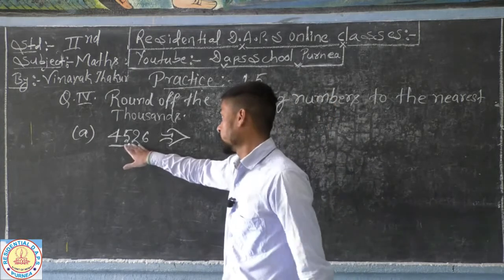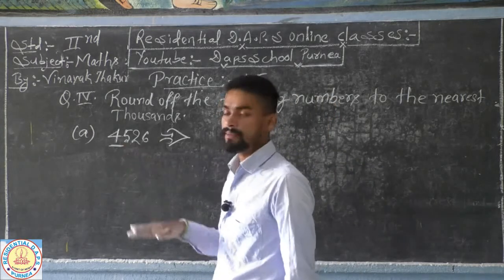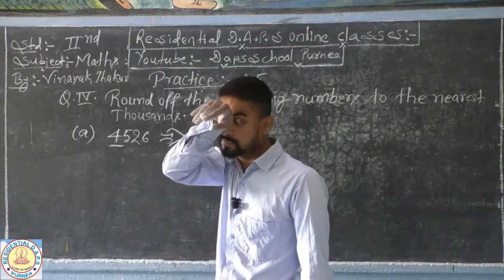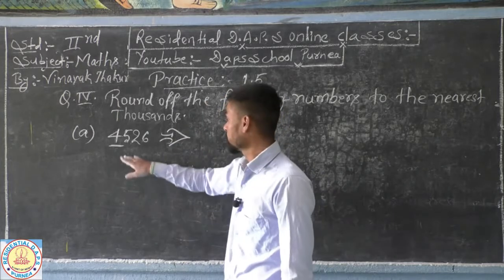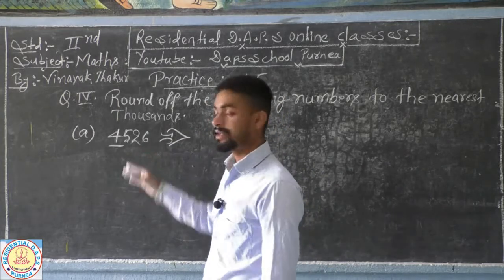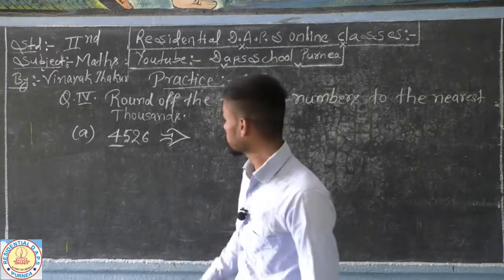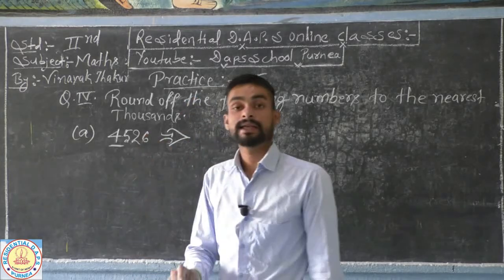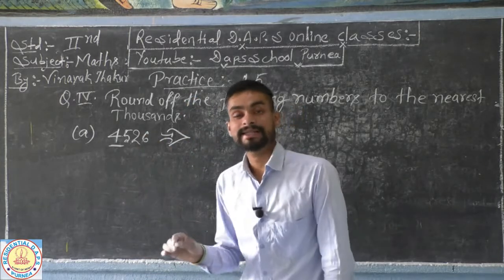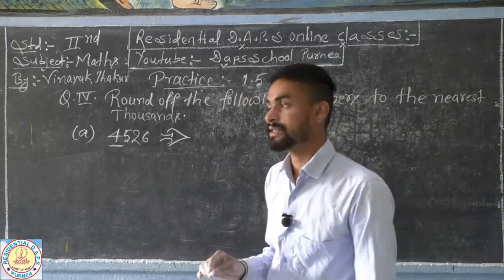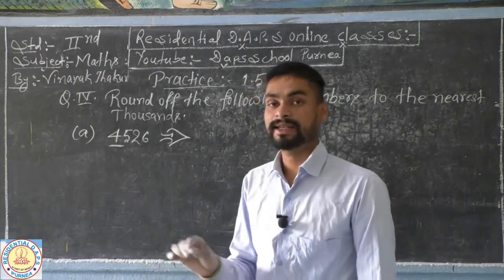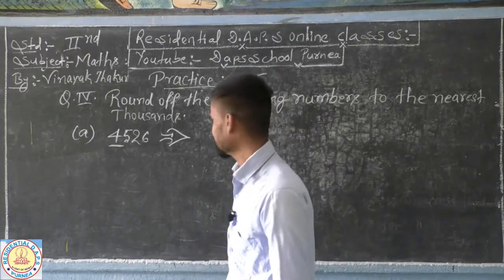Guys, if you have to find out the nearest thousand of any numeral, you need to focus on its ones, tens and hundreds places, which digit is put on its places.